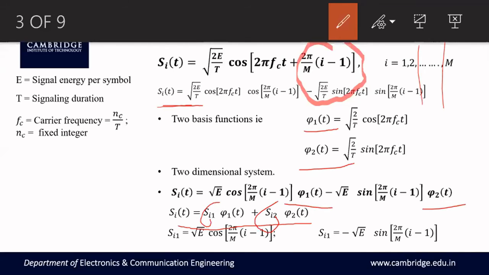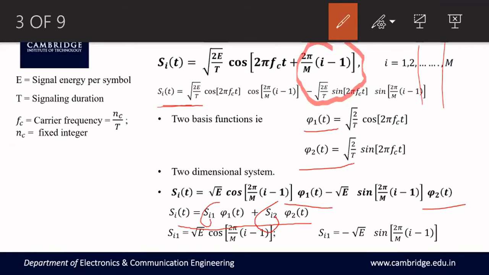From this discussion, we conclude that M-ary PSK is a two-dimensional system in which two basis functions are defined and they are orthogonal to each other. That means they have a phase shift of 90 degrees. If cos 2 pi fct is taken as the in-phase signal, then sin 2 pi fct is the quadrature signal. Whenever you use an in-phase component and a quadrature component, you call the system a quadrature system. So M-ary PSK is a quadrature system, a two-dimensional system, right?